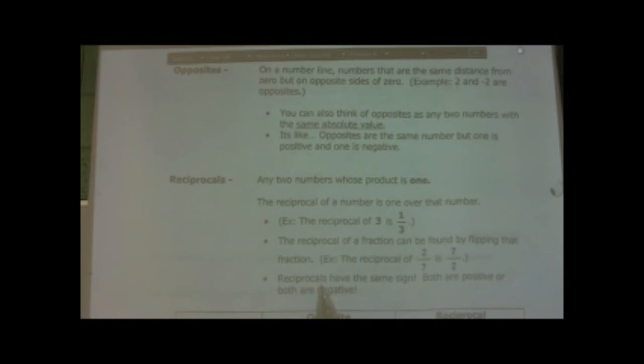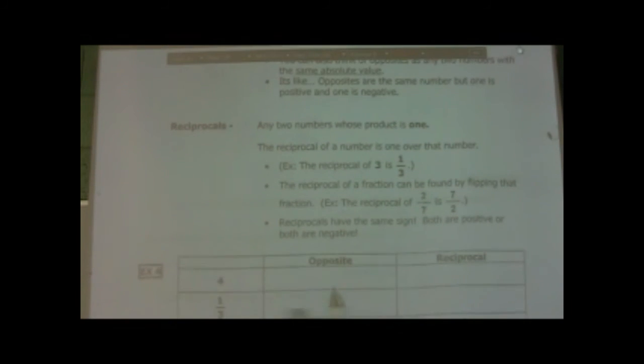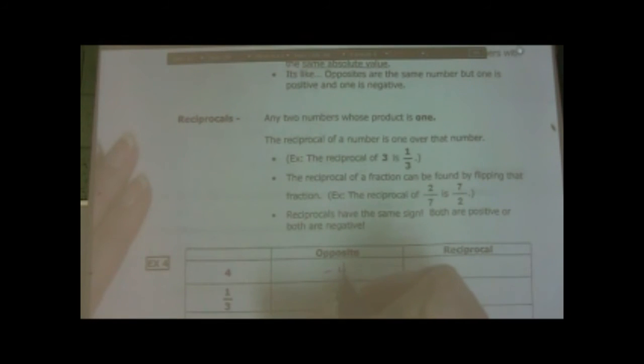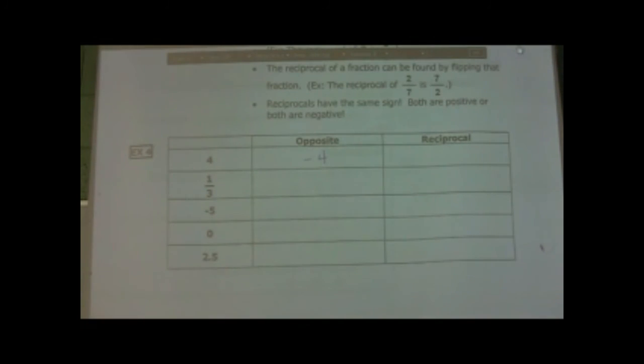Reciprocals always have the same sign. All right? Both are positive or both are negative. Reciprocals have the same sign. Opposites have different signs. So what we're going to do is go through and we're going to fill in from this column what is the opposite of that number, what is the reciprocal of that number. So first of all, what is the opposite of 4? Negative 4. So let's fill that in. What is the reciprocal of 4? 1/4.